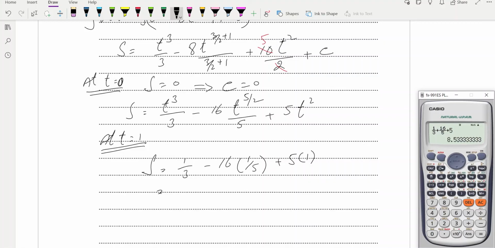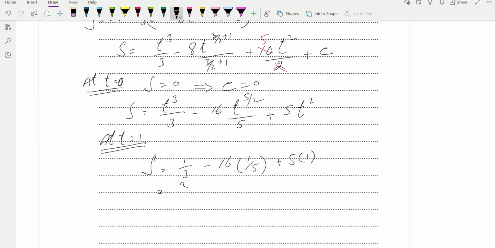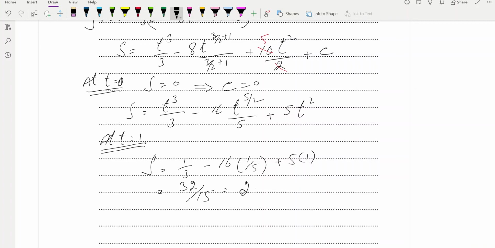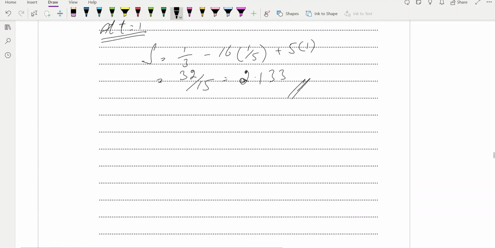128 over 15, that is 1 by 3, and sorry, it should be 16 minus 16 over 5. This one should be minus, and this is equal to 32 over 15, and the decimal value will be 2.133 recurring, so we can write 2.1333 as our answer, and this is done.